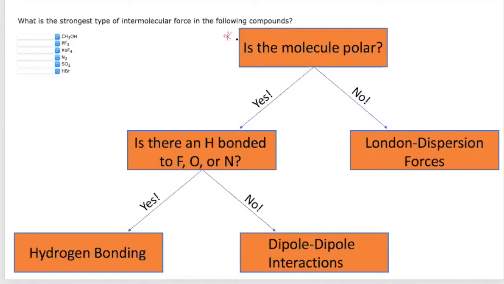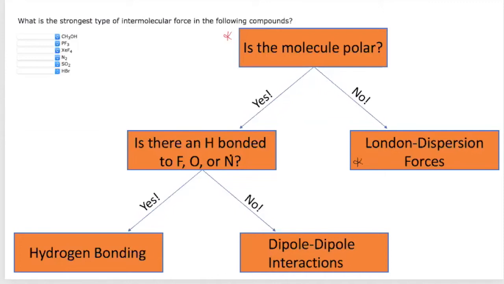The first question we're going to ask ourselves is, is the molecule polar? First, we have to draw out the Lewis structure, look at what the VSEPR shape would be, and determine from there if it's polar. If the molecule is not polar, then what we're going to be seeing is London dispersion forces. So London dispersion forces will be the strongest force that a non-polar molecule can have.